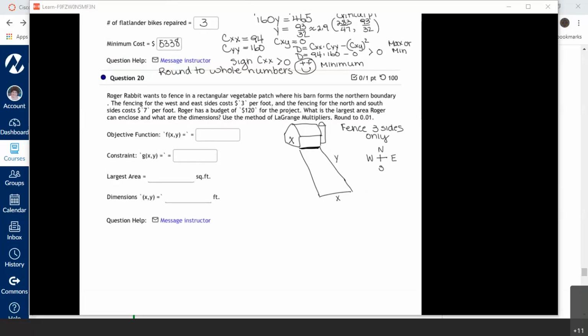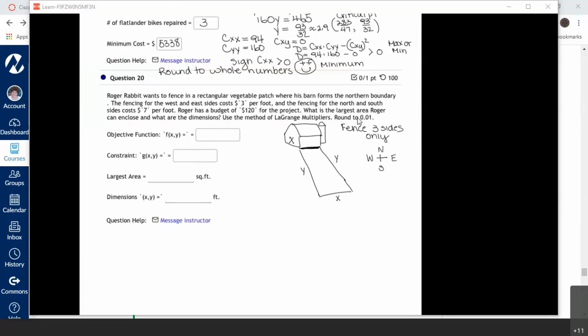It's a rectangle, even though I've drawn it so it looks like it's got perspective. You know that this side has to be Y as well, right? And we're saying we don't need another fence on the north side. So they're telling us that each one of these Ys is going to cost me $3, and this X is going to cost me $7. Roger has a budget of 120 for the project. What's the largest area Roger can enclose and what are its dimensions? Use the method of Lagrange multipliers. And they say round to the nearest hundredth.